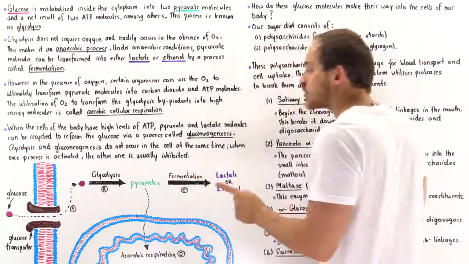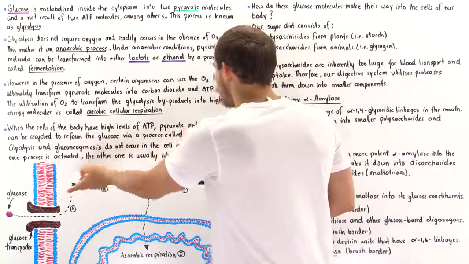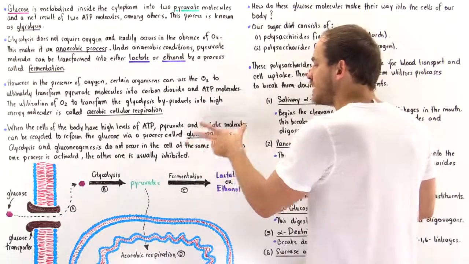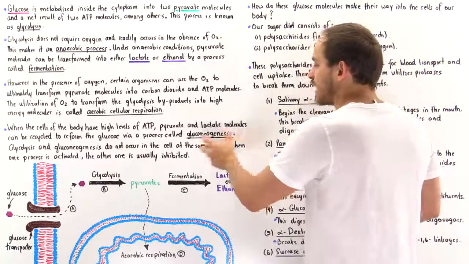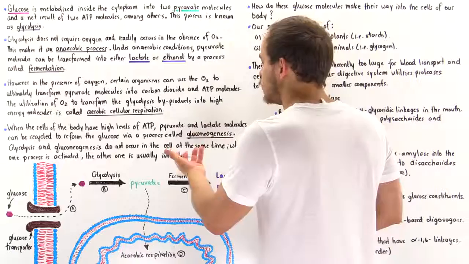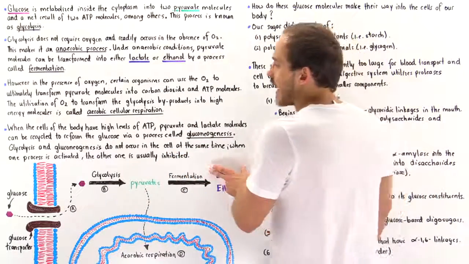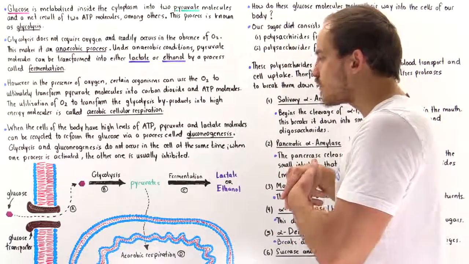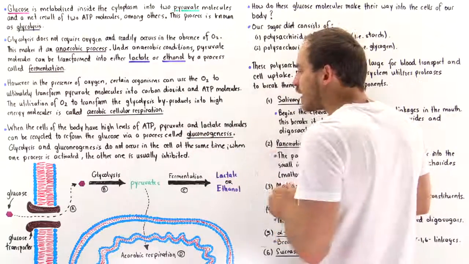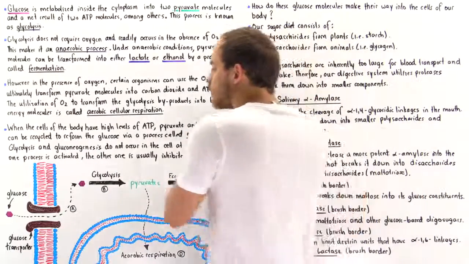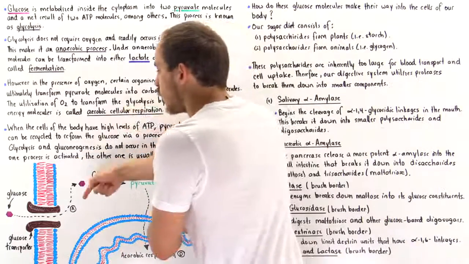And the process by which we transform these pyruvates and lactic acid molecules back into glucose is known as gluconeogenesis. So gluco means glucose, neo means new molecules, and genesis means the formation. So the formation of these new glucose molecules by using the pyruvate or the lactic acid molecules. Now, we see that glycolysis breaks down the glucose, but gluconeogenesis uses these byproducts to reform that glucose molecule. So one goes this way and the other one goes in reverse.